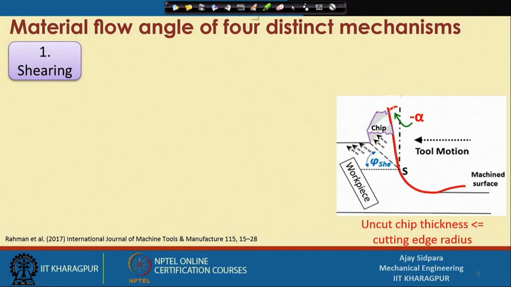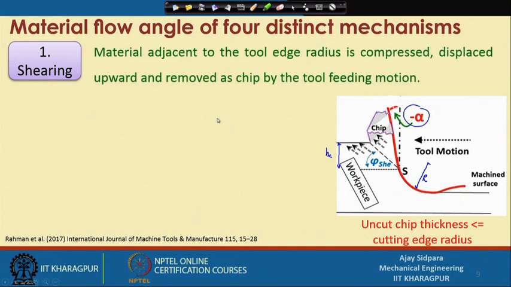So, now this is the uncut chip thickness. So, this is what it is showing here. So, this is HC and let us give something here. If this is the HC, then let us consider this is the R, and this is the negative rake angle which is happening because of this part. So, here if this is the case, then what are the chances of getting a chip out of this particular operation? So, let us see what is happening in this case. First thing is that material adjacent to the cutting edge radius is compressed.